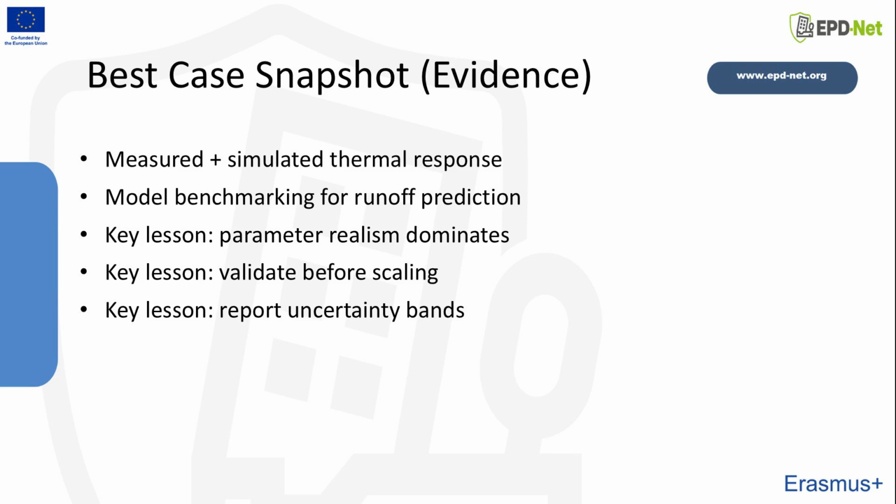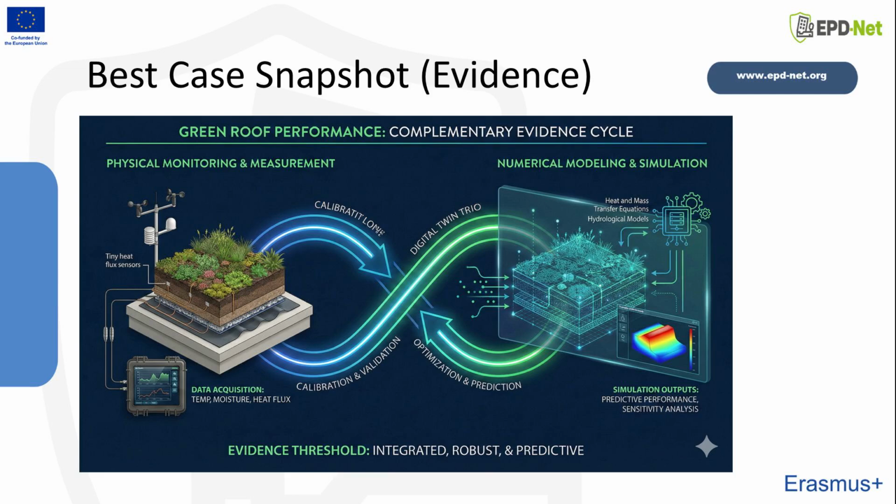Second, hydrology prediction benefits from model benchmarking. Comparative studies show that model skill can depend on calibration choices and the period used, meaning a model can look accurate until conditions shift. The practical takeaway is to treat validation and benchmarking as part of model selection, not as an afterthought.